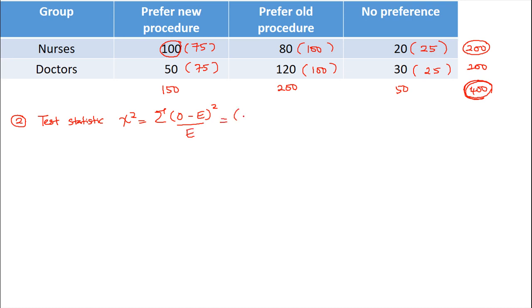Okay, so you have to go through each cell. Now we focus on the first cell. For the first cell, observed is 100, expected is 75, then squared, divided by expected 75. Plus, move to the next cell, the observed is 80 minus expected 100, squared, divided by 100. Next, the third cell.